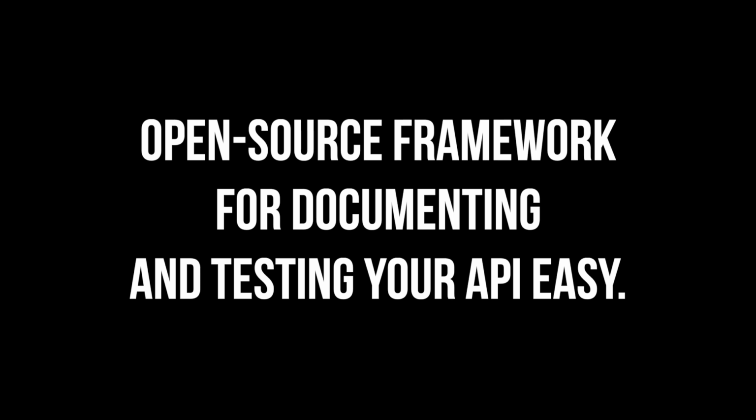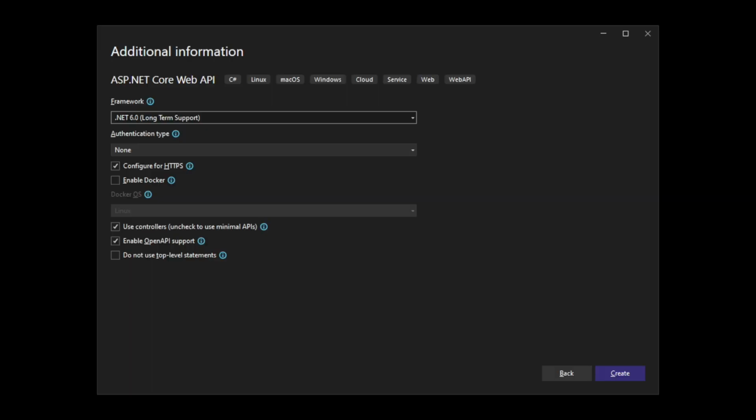Swagger, which is also known as OpenAPI, is an open source framework that makes documenting and testing your API easy. When you create your project with Visual Studio, you have the option to add support for OpenAPI, which will automatically configure your project with Swagger.